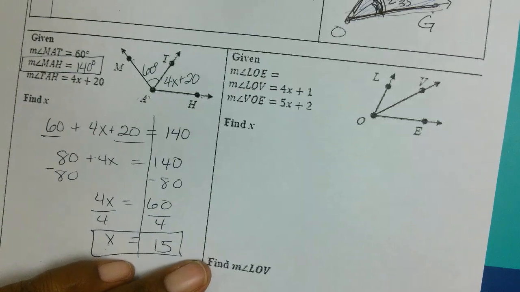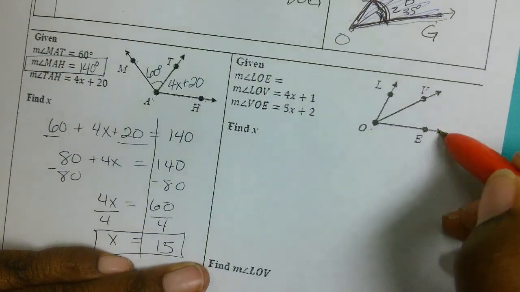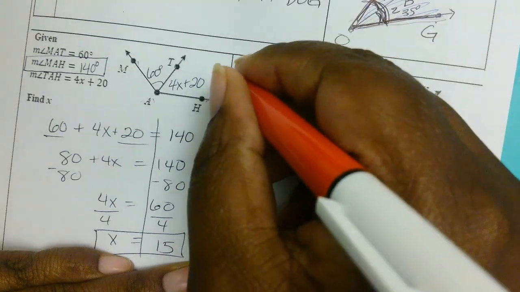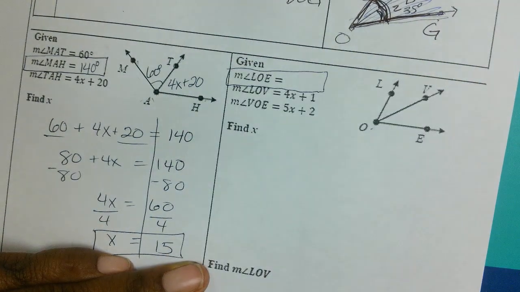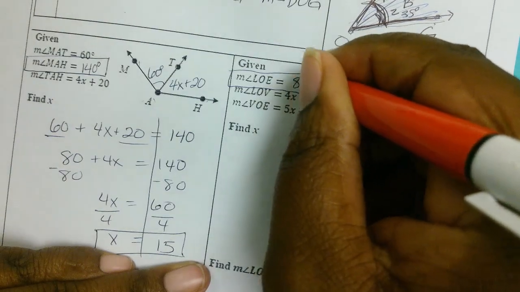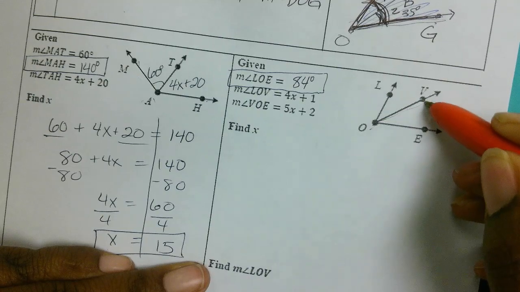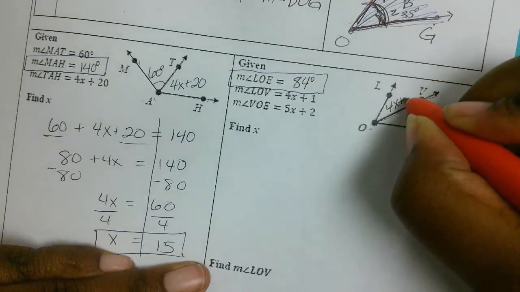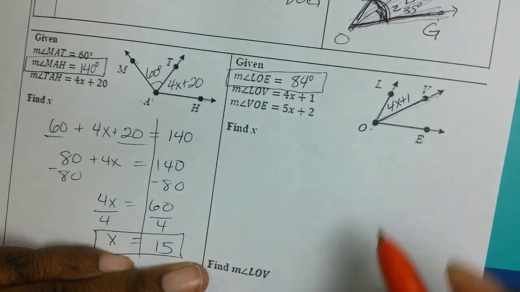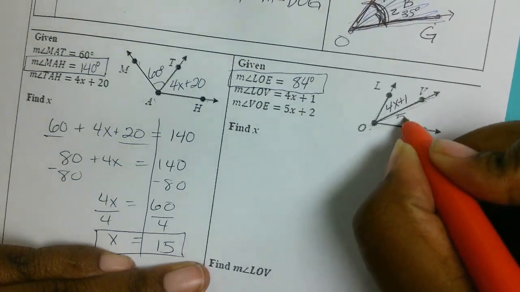If I go to the next one, it's the same thing. LOE, that's the entire angle. That's my special one. That's what I know it's all got to equal. So I'm going to tell you that LOE is equal to 84 degrees. LOV, which is this angle right here, they told me is 4x plus 1. The measure of angle BOE, which is this angle right here, is 5x plus 2.